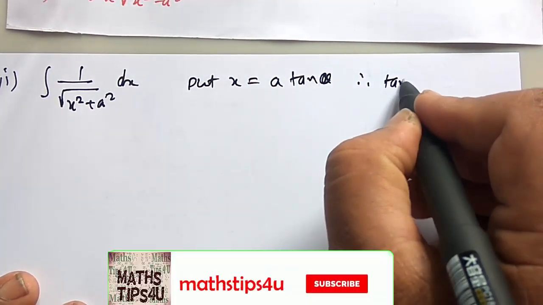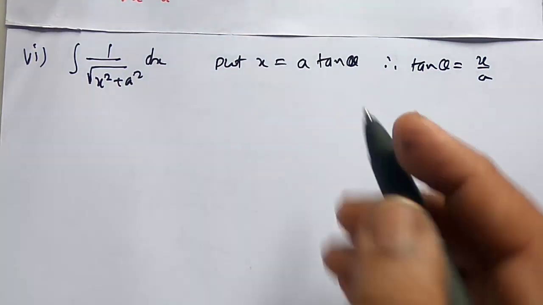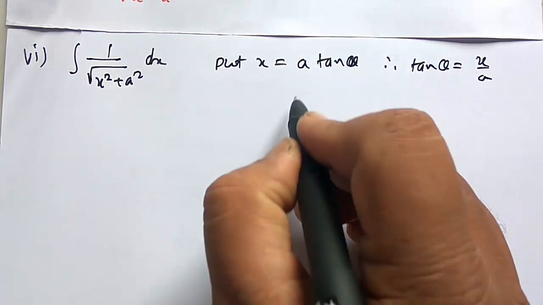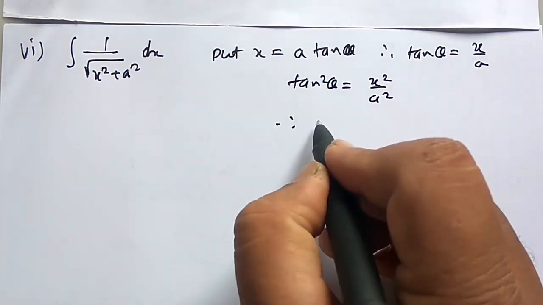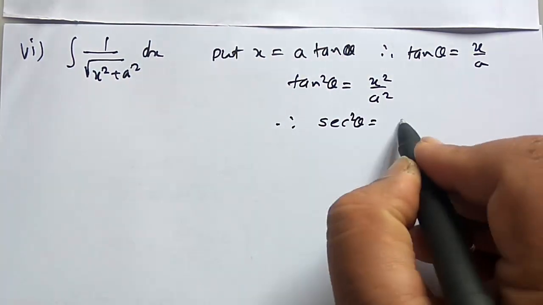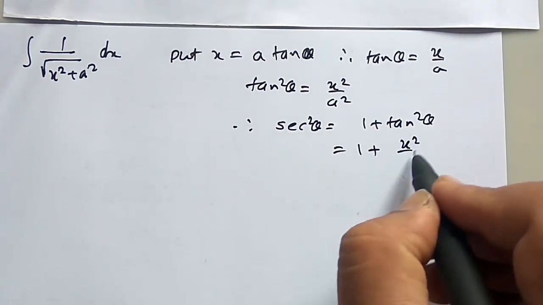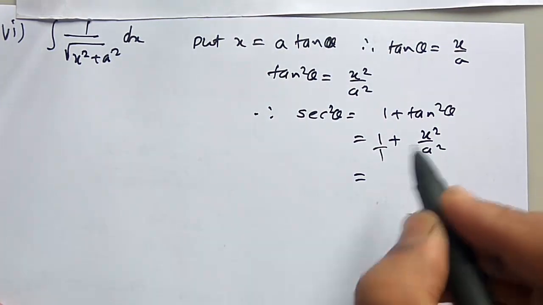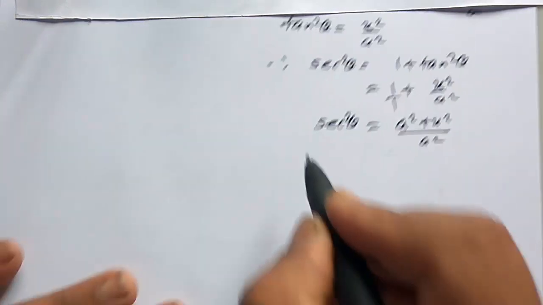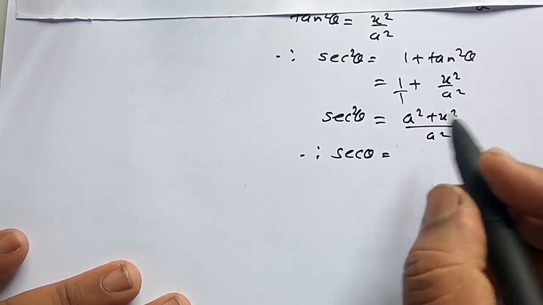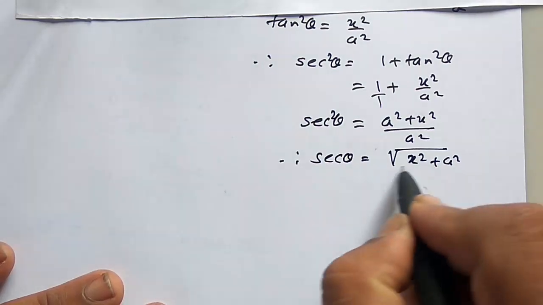Therefore, tan theta is equal to x upon a, and tan square theta is equal to x square upon a square, and therefore, sec square theta is equal to 1 plus tan square theta, which is 1 plus x square upon a square. It is equal to, LCM is a square, so a square plus x square upon a square, it is sec square theta, and therefore sec theta, taking square root, we take positive value, so it is under root of x square plus a square upon a.